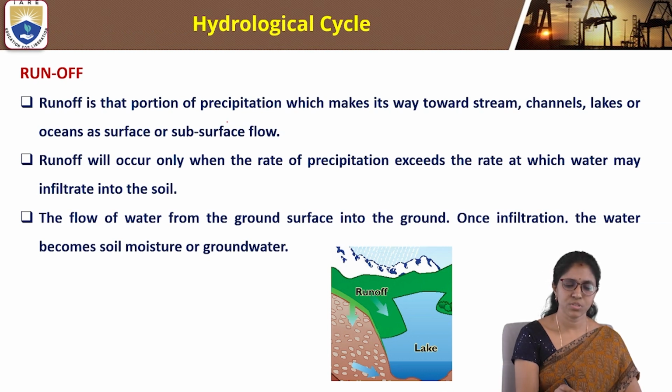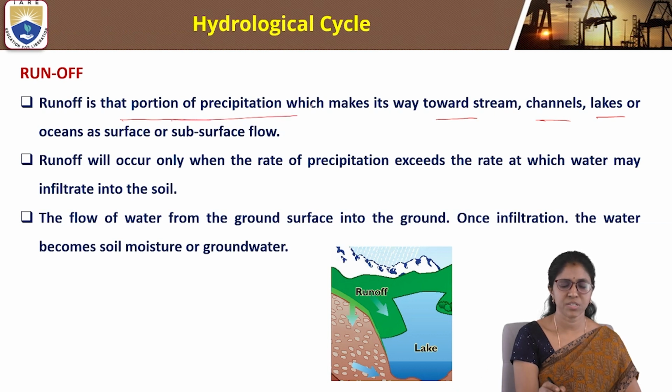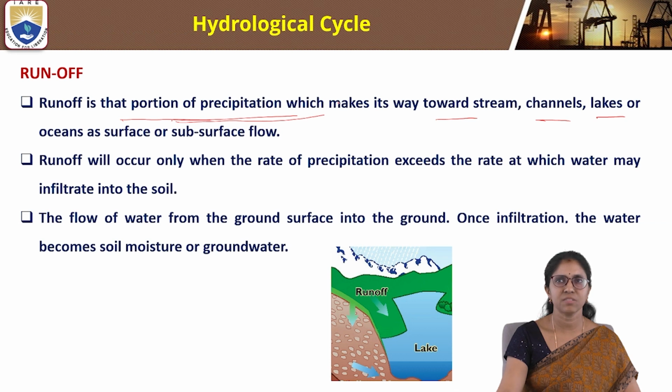Next one is runoff. Runoff is the portion of precipitation which makes its way towards streams, channels, lakes, or oceans as a surface or subsurface flow. It is the portion of precipitation when rain is falling on the land.